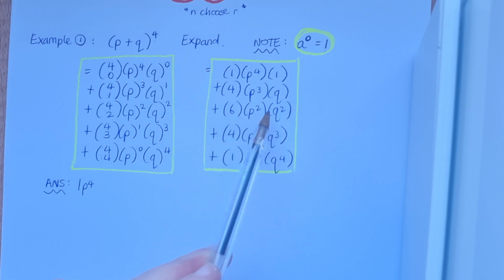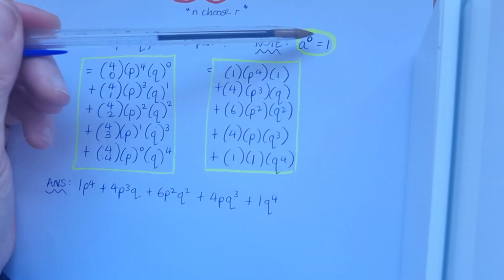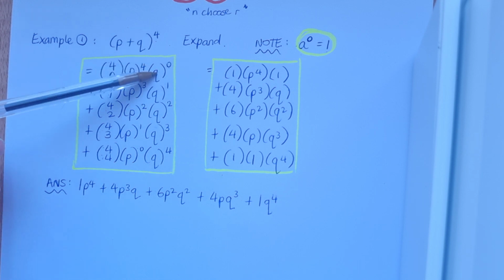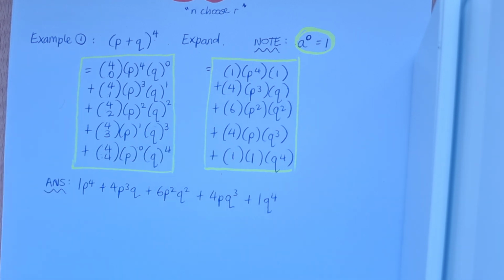And for my subsequent brackets, then it's very straightforward, multiplying out. And there's my final solution. Again, just notice there that a to the power of 0 is 1. So when I had q to the power of 0, it turned into a 1. That'll always happen on the first line. And on the last one, p to the power of 0 came out as 1.